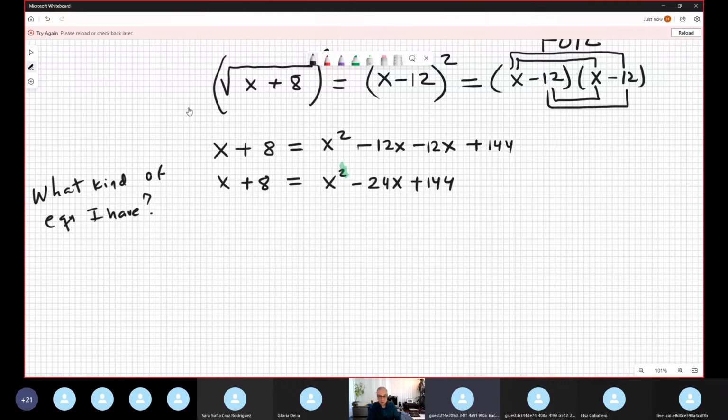Okay, simplifying now. Putting like terms in standard form. In standard form, you need to know, the right-hand side must be zero, and the terms organized in descending order of the degree.